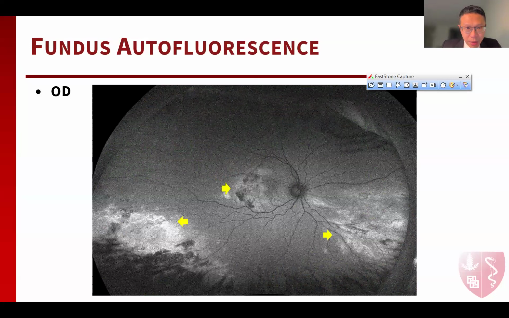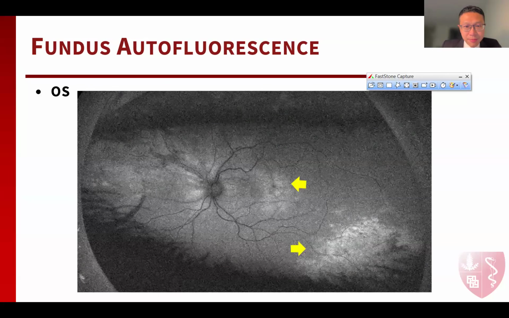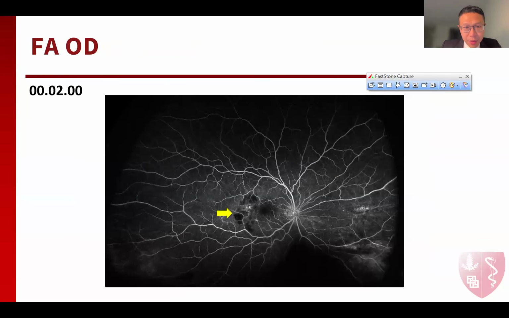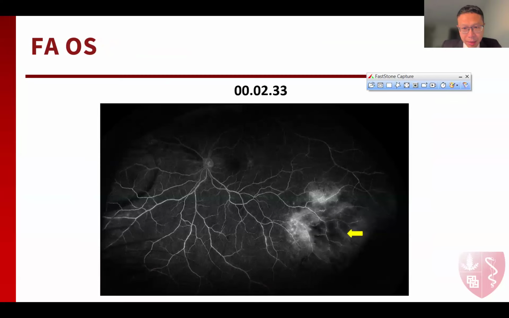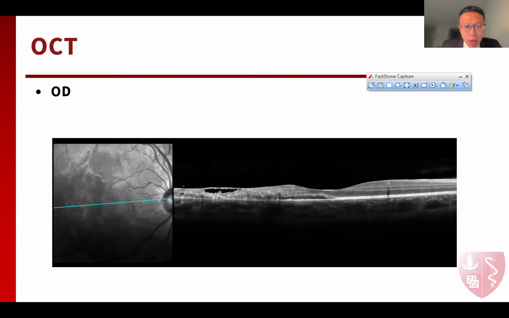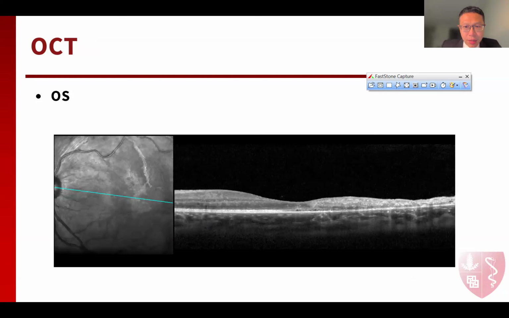Fundus autofluorescence shows hyper and hypoautofluorescence along the areas. Fluorescein angiography confirmed blocking effect of the retinal hemorrhages, and also a capillary non-perfusion area in the periphery with leakage in the peripheral blood vessels. OCT shows there are outer retinal damage and thinning and loss of the structural lamination, as well as epiretinal membrane and subretinal fluid in the right eye. And the left eye shows temporal retinal thinning and also a mild shallow subretinal fluid in the central fovea.